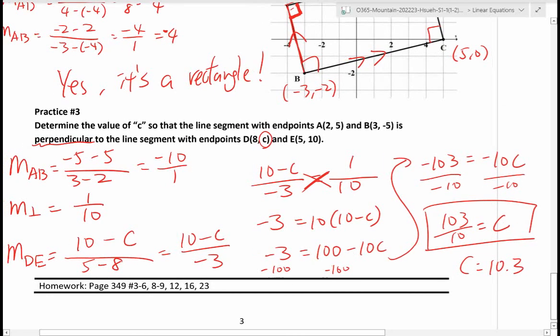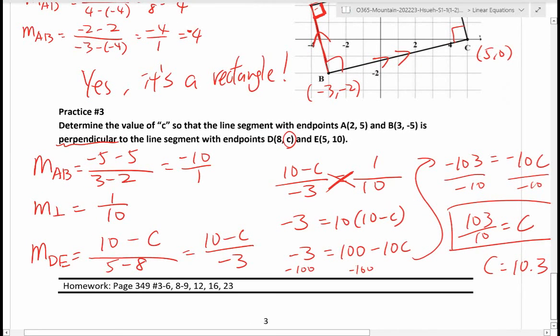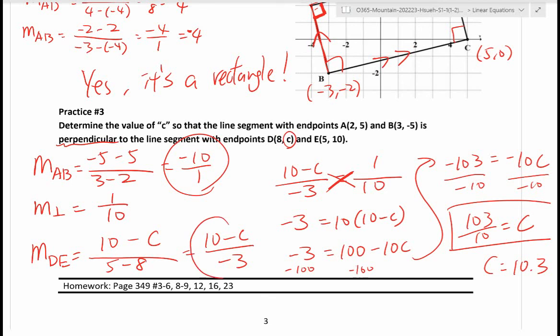So let me just briefly explain that again, because this is a little bit more complicated. The slope of AB we can find easily, right? y2 minus y1 over x2 minus x1, and that's negative 10. And the slope of DE is 10 minus C over 5 minus 8, which is 10 minus C over negative 3. Because we want them to be perpendicular, this slope must equal 1 over 10, since the slope for AB is negative 10 out of 1.